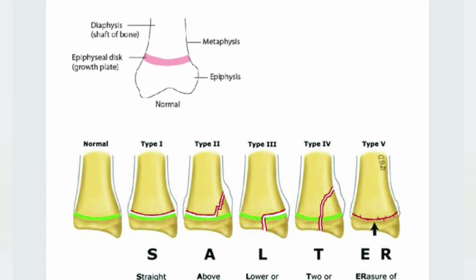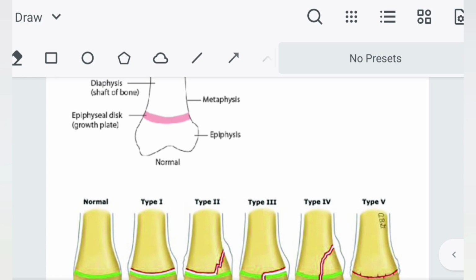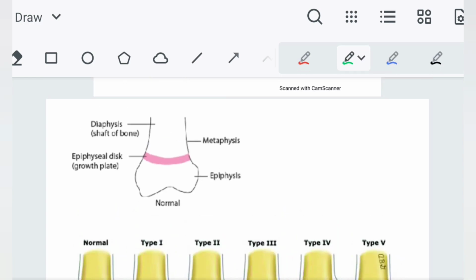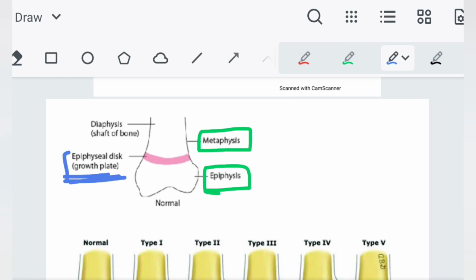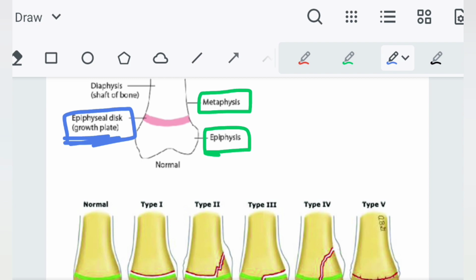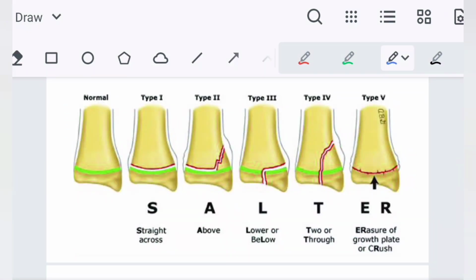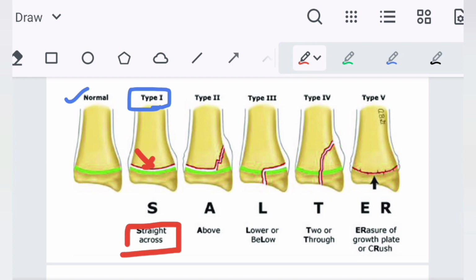So let's see a mnemonic for this. Okay, so this is our metaphysis, this is our epiphysis, and this one is our growth plate, or the epiphyseal disc. This one is our normal bone. In type 1, we can see the fracture line. See, this is the fracture line. The fracture line is straight across the growth plate.